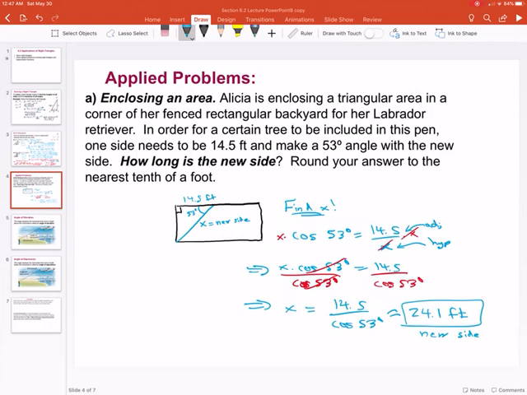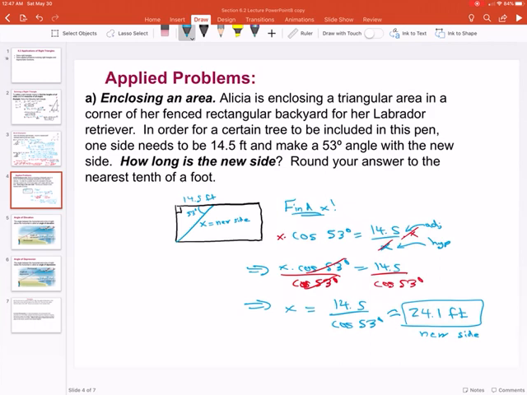So we need to buy 25 feet of fencing in order to make that happen. In order to include that tree in the corner, we had to make a 53-degree angle with that side that was 14.5 feet long. So again, establish a picture, then figure out what your unknown is, and go find it, using right triangle trig to help us.